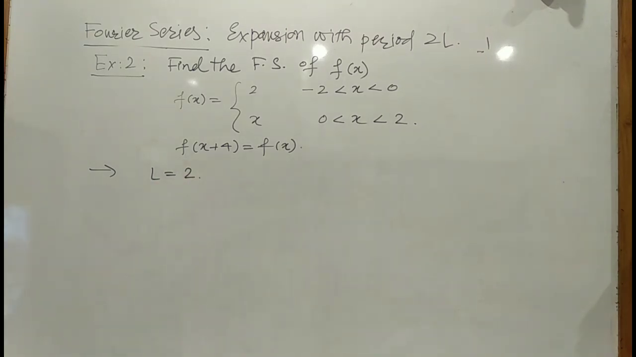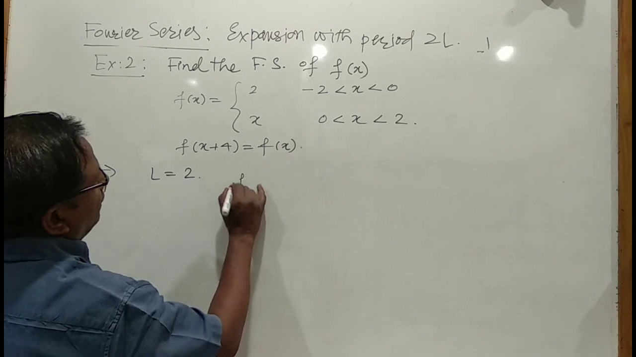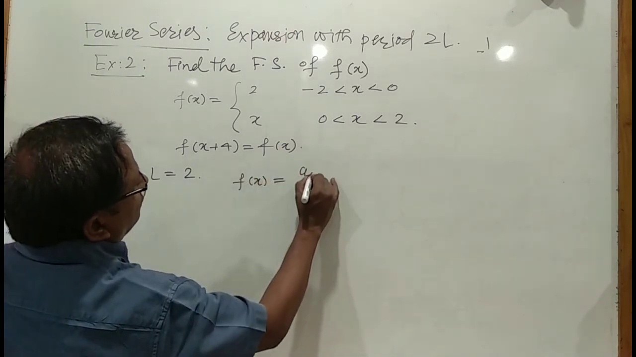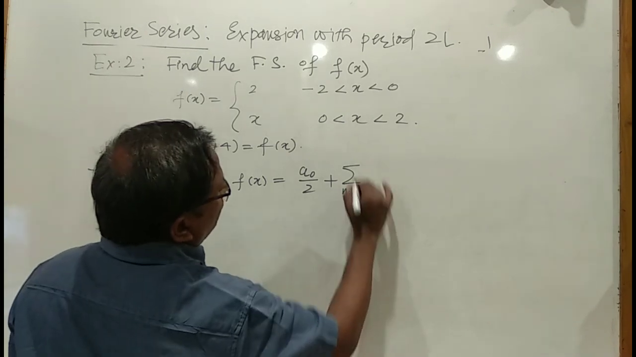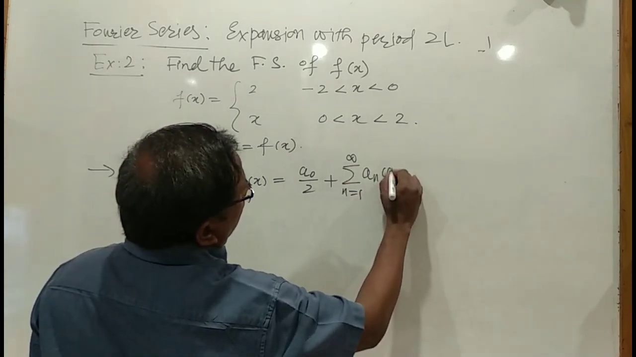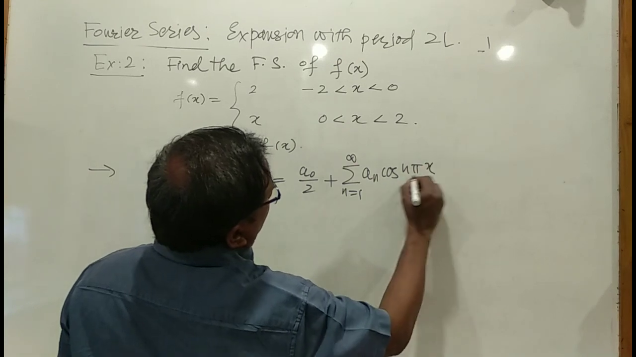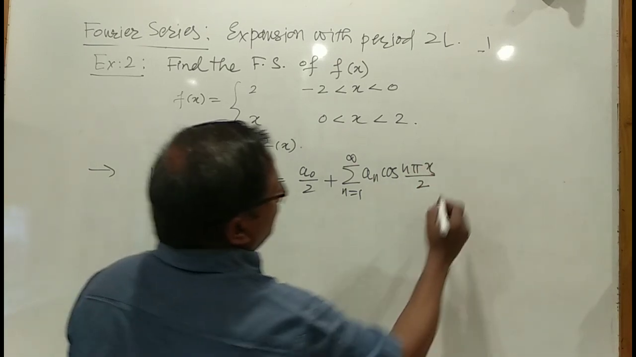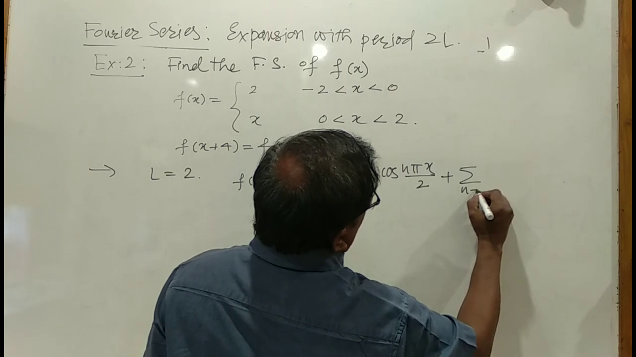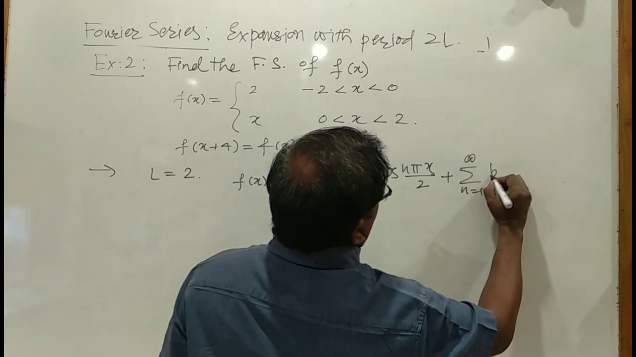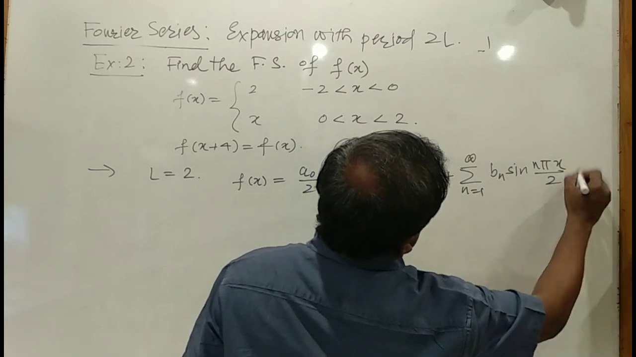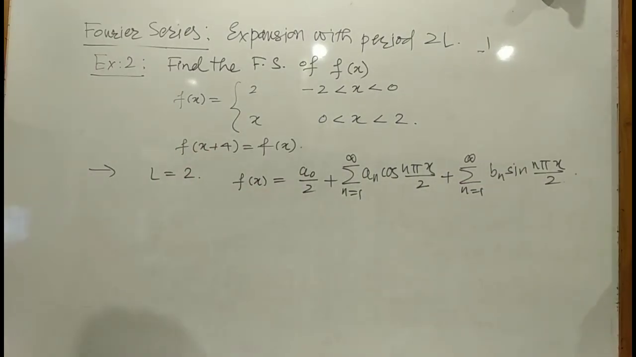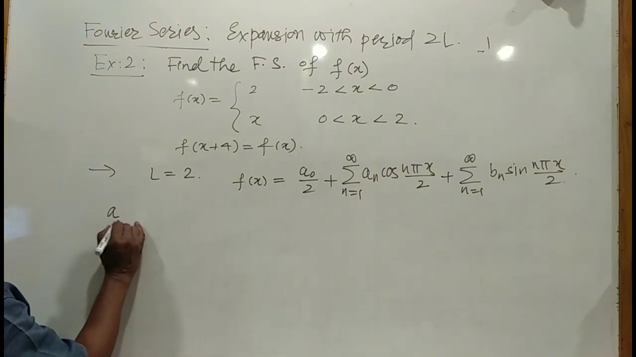Therefore the Fourier series expansion for the given function is given by f of x equals a0 by 2 plus summation n varies from 1 to infinity an cos of n pi x upon L, means 2, plus summation n varies from 1 to infinity bn sin of n pi x by 2. One by one we will calculate a0, an and bn. So first of all we will see a0.